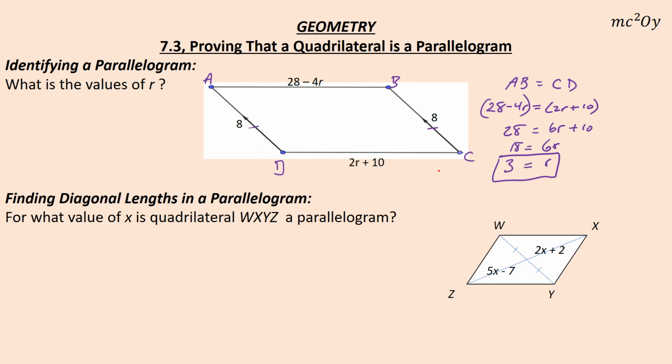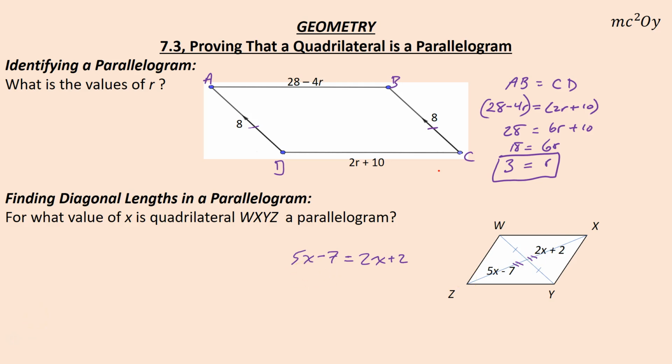All right, finding diagonal links in the parallelogram. What's the value of x? For what value of x makes this a parallelogram? Well, if this is a parallelogram, we have diagonals that bisect each other, meaning that 5x minus 7 would have to equal 2x plus 2, excuse me. And that's because our diagonals bisect each other.